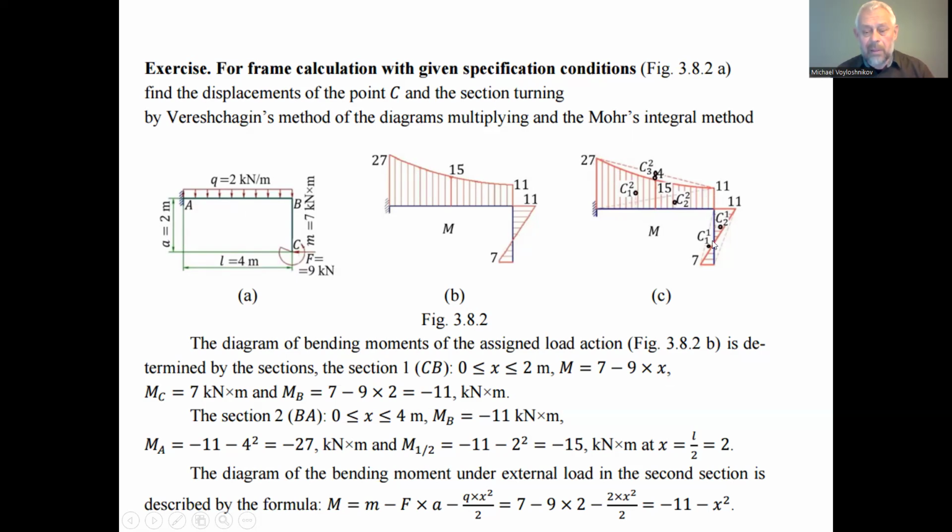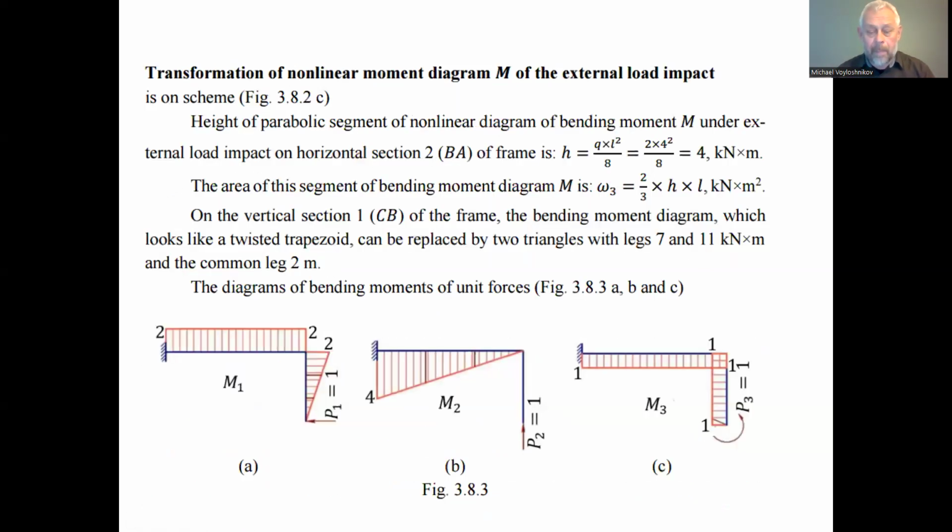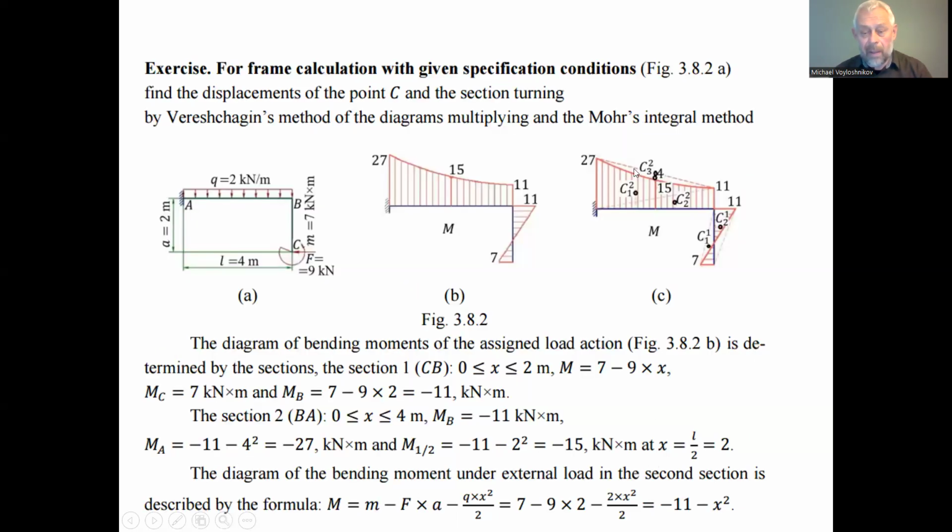So to find the h of this parabolic segment, we can use the known formula for determination of the h of the parabolic segment as Q multiplied by L squared divided by h, where Q is 4 kilonewton per meter here. As we have the distributed load 2, and we have the length 4 meters.